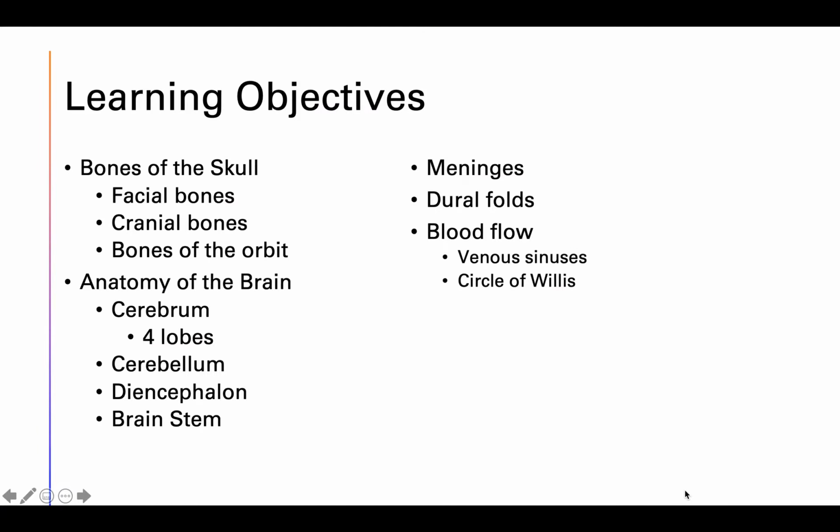Just to go over some learning objectives, I am going to discuss the bones of the skull, including facial bones, cranial bones, and bones of the orbit. I will also discuss the anatomy of the brain, including the cerebrum with its 4 lobes, the cerebellum, the diencephalon, and the brainstem. I will also talk about the meninges and the dural folds, as well as blood flow within the brain, including the venous sinuses and the circle of Willis.